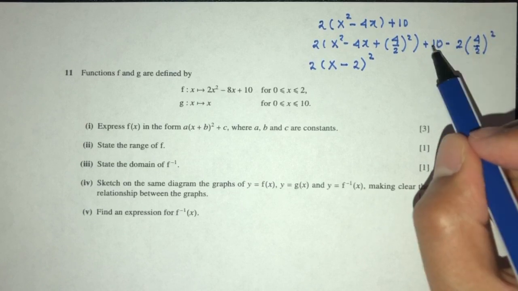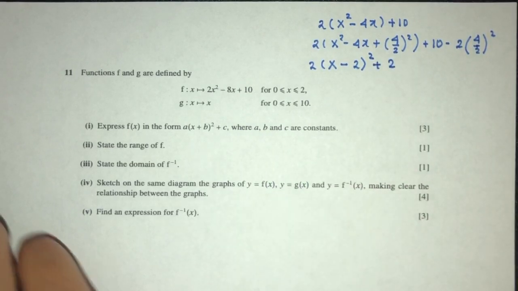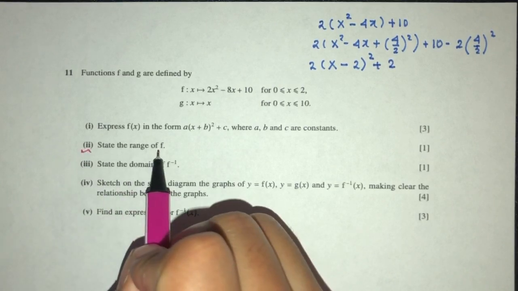4 times 2 is 8. 10 minus 8 will be plus 2. That will be part 1 of your question. Now for part 2, we have to state the range of this.